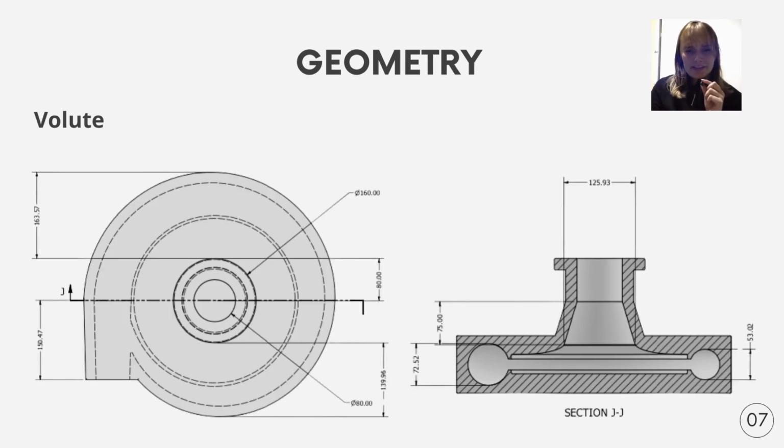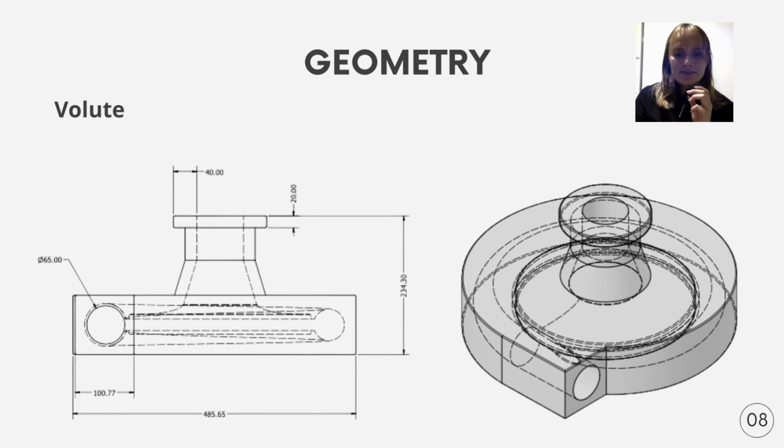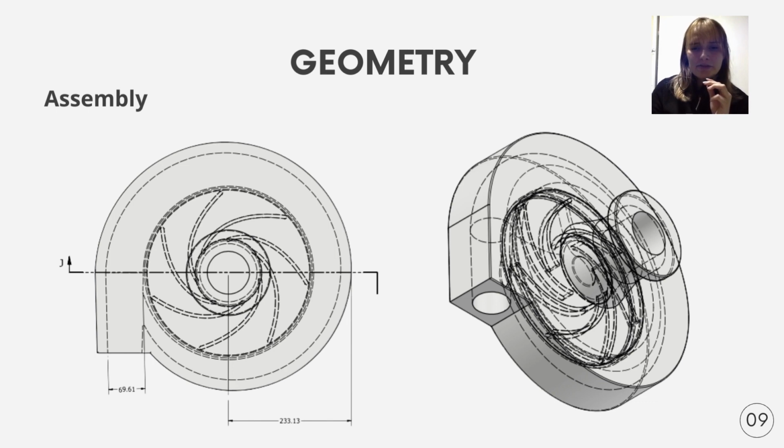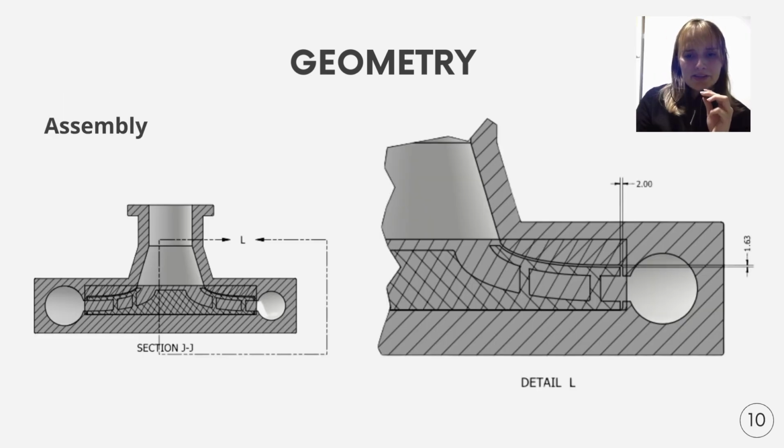For the volute, there is a top view where you can see the suction nozzle diameter of 80 millimeters, as well as other important measurements, and a cross-sectional view where you can see inside the volute. Here, you can see in detail the discharge nozzle diameter of 65 millimeters, as well as the height of the volute, and a 3D view that shows the shape of the piece. In these figures, you can see the assembly from a top view, where you can see the volute with the impeller inside. There is also a 3D view on the right side that shows it better. Here is a cross-sectional view of the assembly, where you can see the impeller inside of the volute, and on the right you can appreciate the side clearance with a measurement of 2 millimeters.